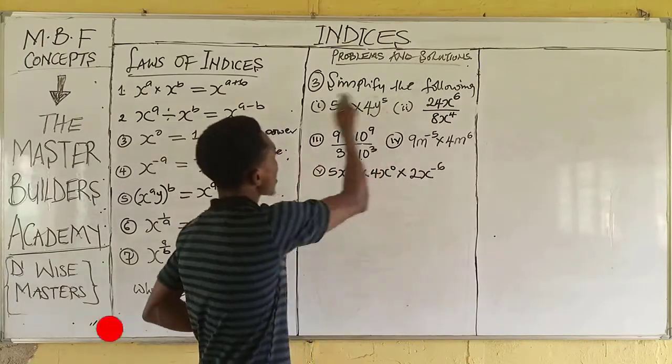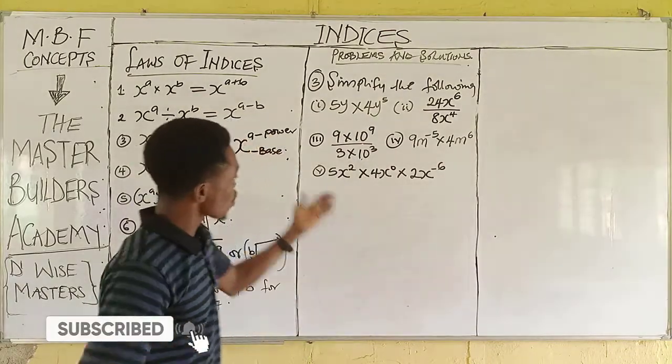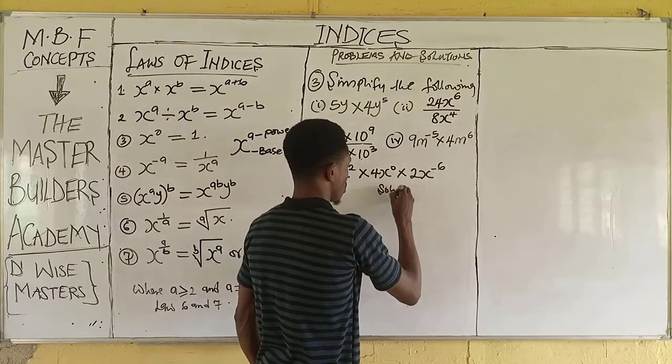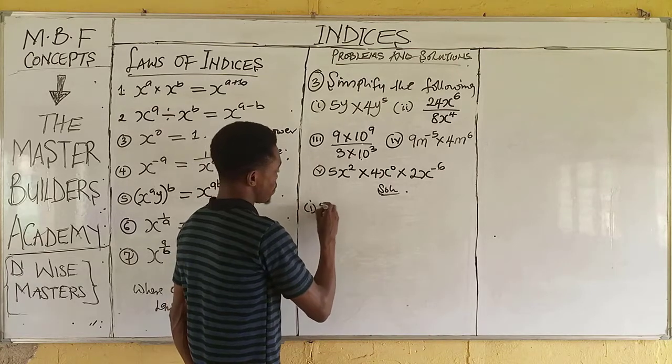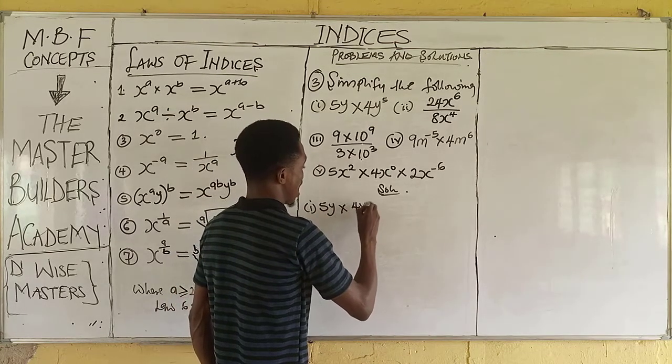Okay guys, now we have question number 3 on the board, and we are asked to simplify Roman figure 1 to Roman figure 5. So we put down our solution. First, we have Roman figure 1, which is 5y multiplied by what? 4y raised to the power 5.